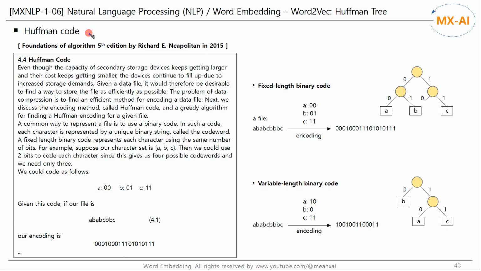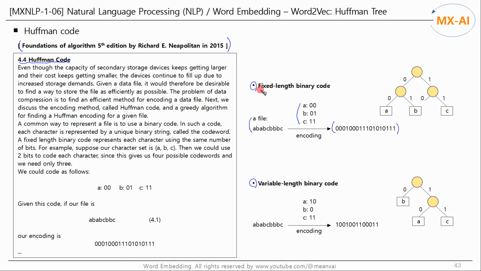Now let's look at Huffman codes. In this video, we'll explore Huffman codes, which are described in Chapter 4 of this book. The Huffman code is an algorithm used for lossless data compression developed by David A. Huffman in 1952. A common way to represent a file is to use a binary code. In such a code, each character is represented by a unique binary string called the code word. There are two ways to use code: fixed-length binary code and variable-length binary code.